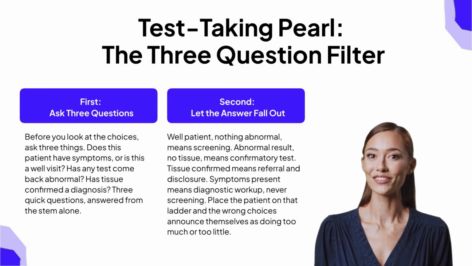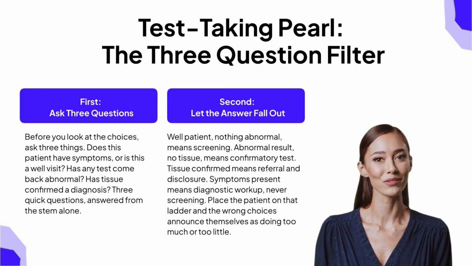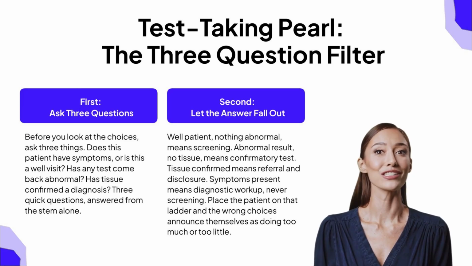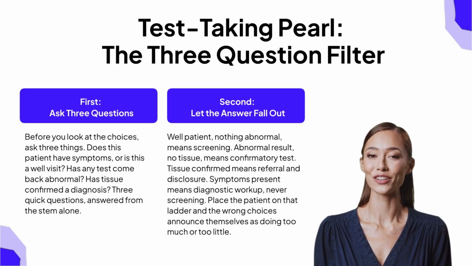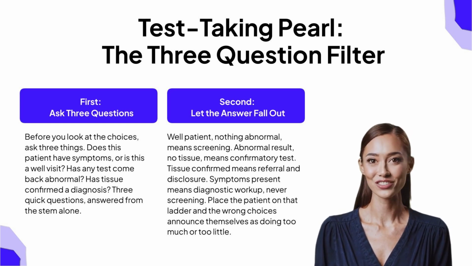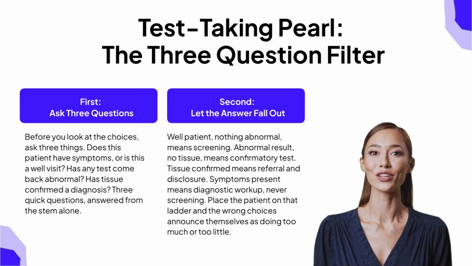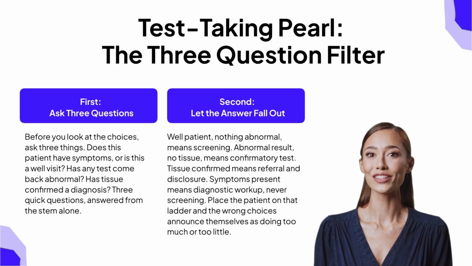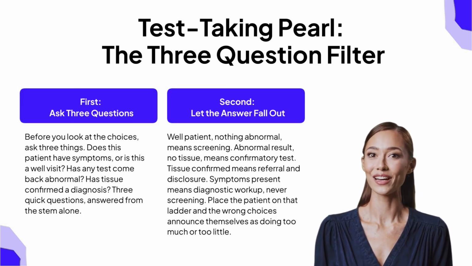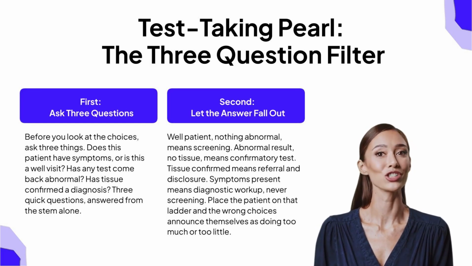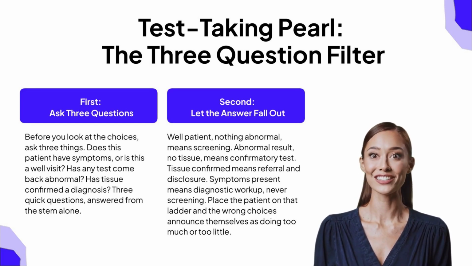Well patient with nothing abnormal means screening. Abnormal result with no tissue means the confirmatory test. Tissue confirmed means referral and disclosure. And symptoms present means diagnostic workup, never screening. Place your patient on that ladder before you read a single choice, and the wrong answers announce themselves because they are either doing too much or too little for the rung that patient is standing on.